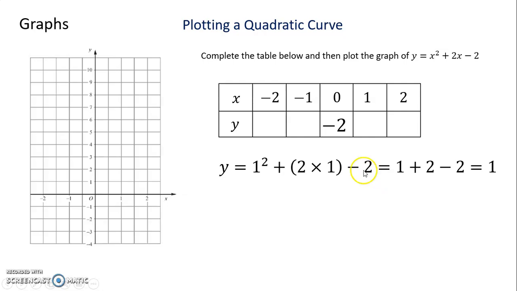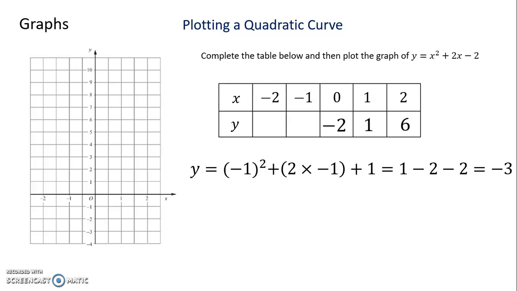Then 1 squared, add 2 times 1, subtract 2. That's going to give me 1 squared is 1, 2 times 1 is 2, and then subtract 2. This will give me 3, take away 2, which is 1. 2 squared, add 2 times 2, subtract 2. So 2 squared is 4, 2 times 2 is 4, and then subtract 2. So I get 8, subtract 2, which is 6.